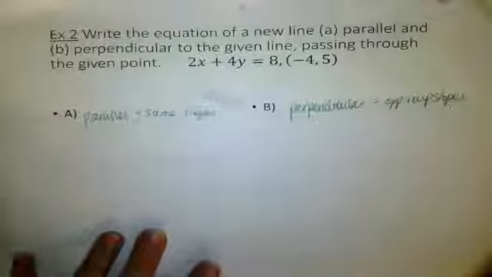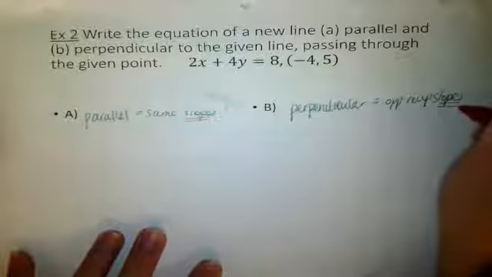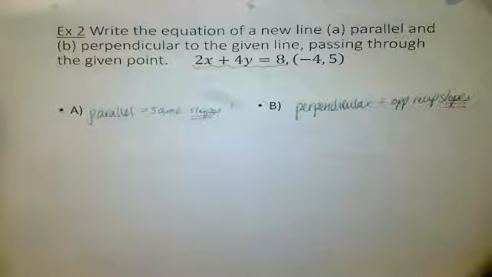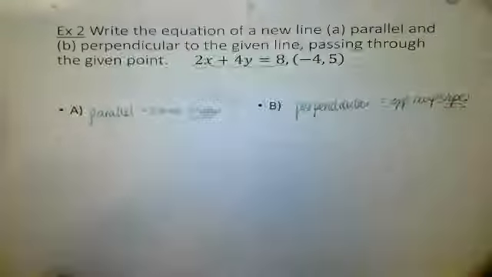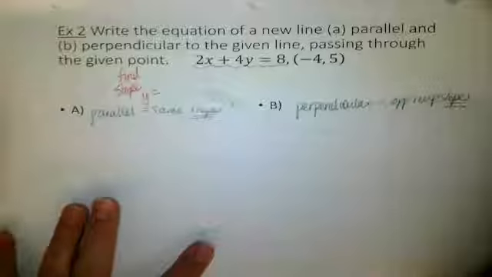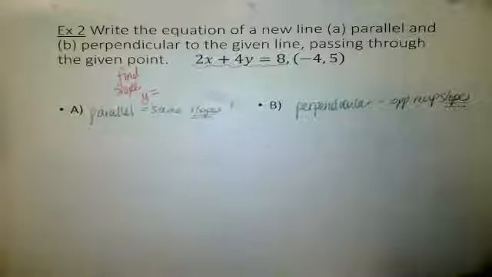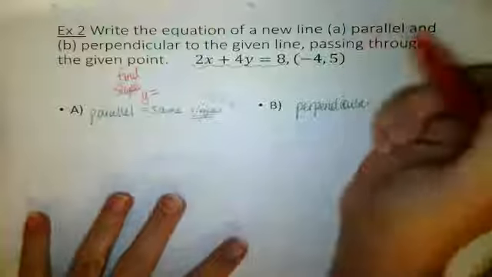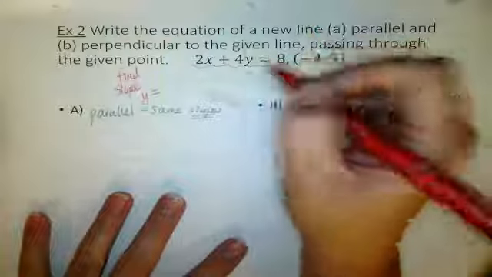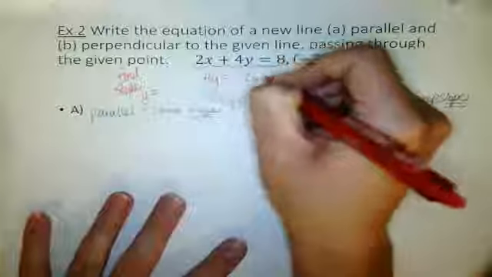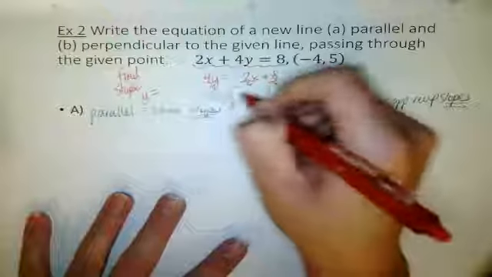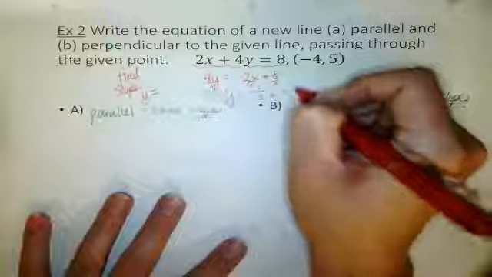If both of these things are talking about slopes, what do I need to do to the given line? We need to find the slope. How are we going to find the slope? Solve for y. Get the y by itself so it's in slope intercept form. So what should we do? Subtract 2x. Okay, so we have 4y equals negative 2x plus 8, and then divide everything by 4. So I get y equals negative 1/2 x plus 2.